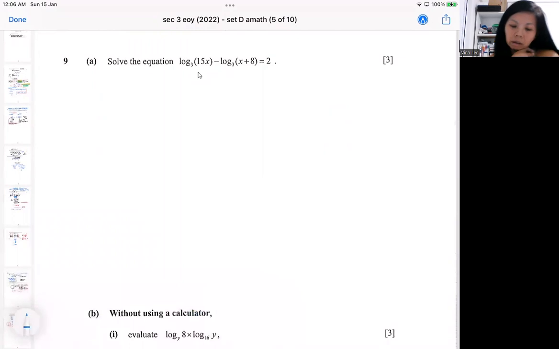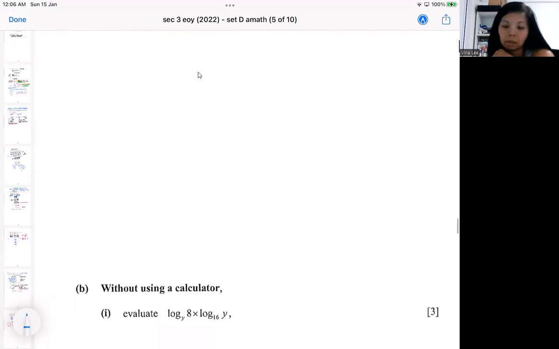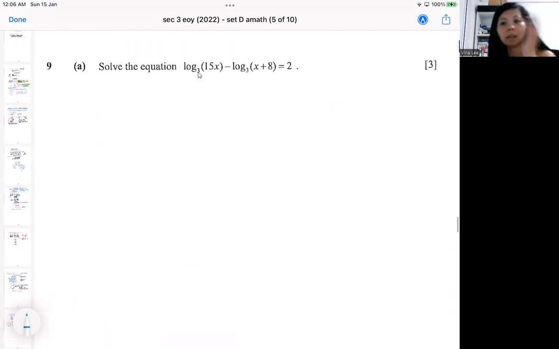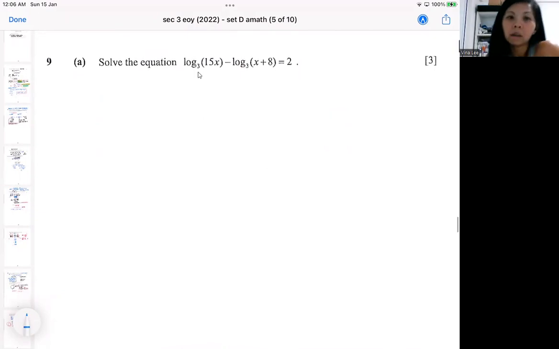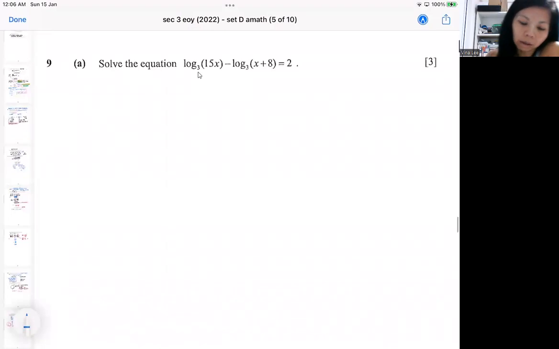Question 9 is a typical topic. It's a question on log. 9a and 9b are logarithm, and 9c is under indices. In fact, the indices part is the more difficult part. If you look at 9a, it's the same base. Usually they will try to test same base, and then they will try to test different base. So 9a is the one on same base.